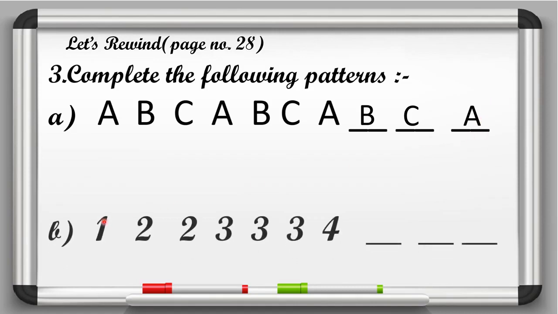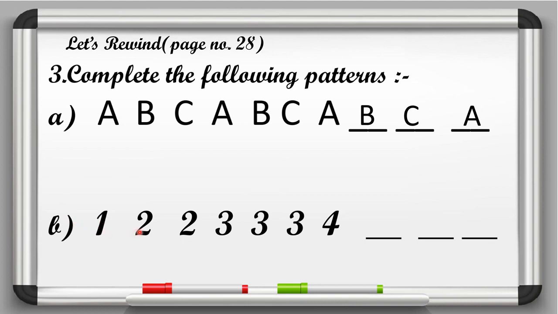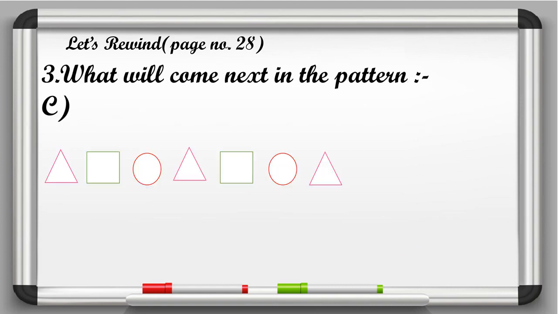Understood? Now in B part, it is given 1, 2, 2, 3, 3, 3, then 4, then dash, dash, dash. When we observe it, 1 is written one time, then 2 two times, then 3 three times. Now it is given 4, so we have to write 4 four times, and one time it is given. So in all the dashes we will write 4, then again 4, then again 4. Understood?